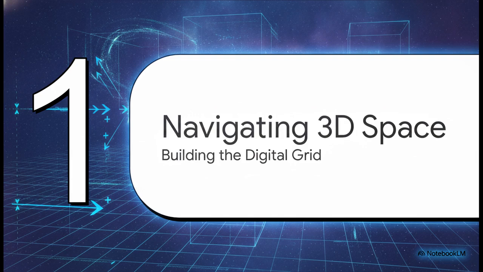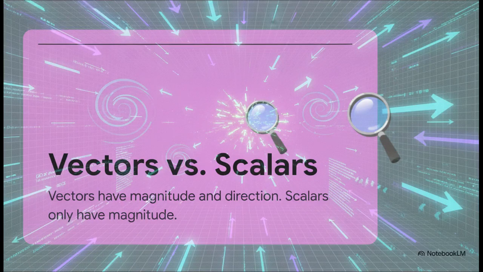Building the digital grid. So the absolute core rule of multidimensional motion is separating your scalars from your vectors. Scalars? Well, those are your simple quantities, right? Temperature, mass, time. They just have a magnitude, a single value, and they don't point anywhere in space. But vectors possess both a magnitude, which is essentially their length, and a very specific direction. Things like displacement, velocity, and acceleration, those are all vectors.